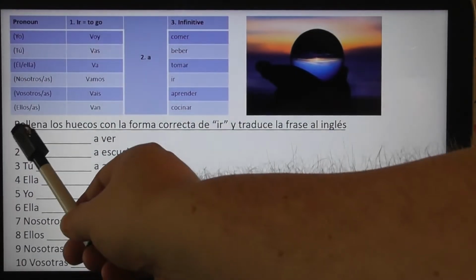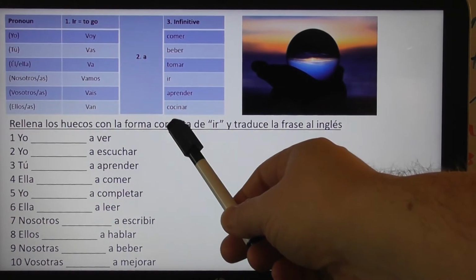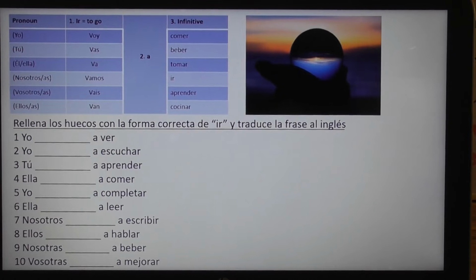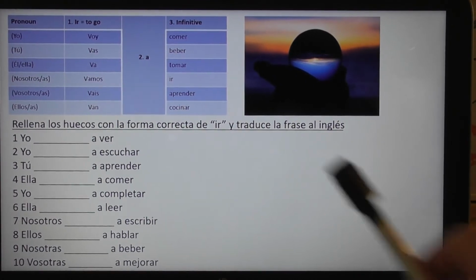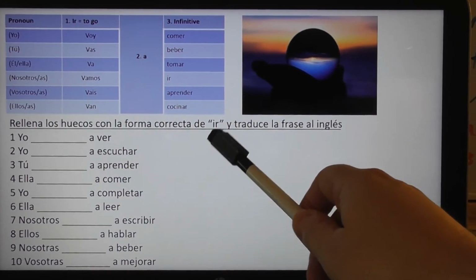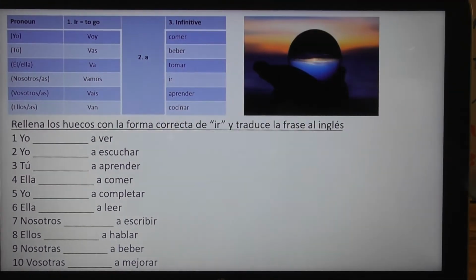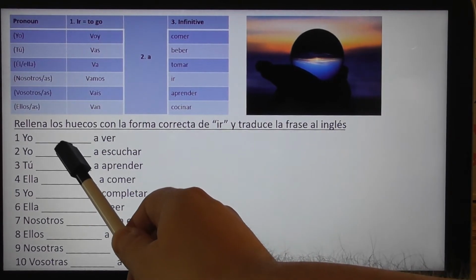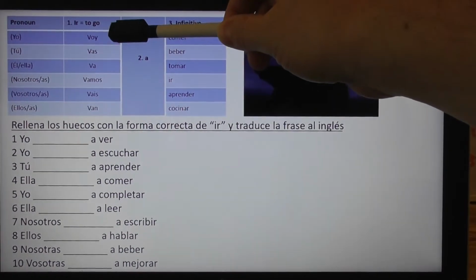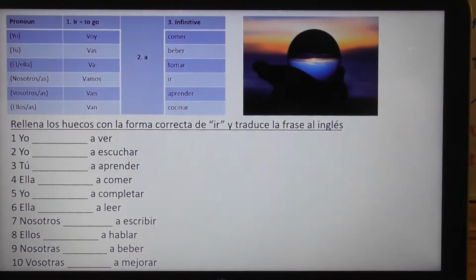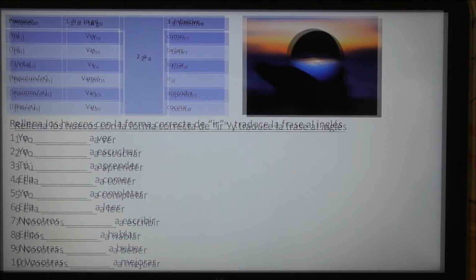Vamos. Rellena los huecos con la forma correcta de ir y traduce la frase al inglés. So, what we need you to do here is to fill in the blanks with the correct form of the verb ir, to go. You can use this to help if you need, and then translate the sentence into English. Example, number 1, we've got the pronoun yo, so that tells us the verb here, to go, will be in the first person singular, won't it? So, yo voy a ver, I am going to see. Okay, have a go at the others.